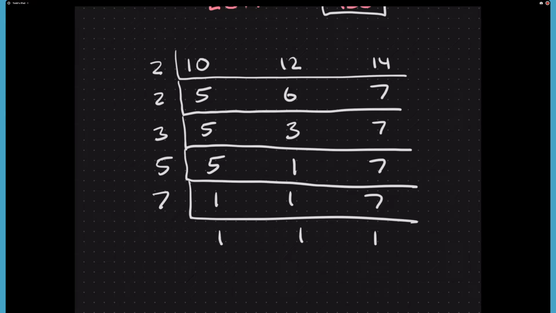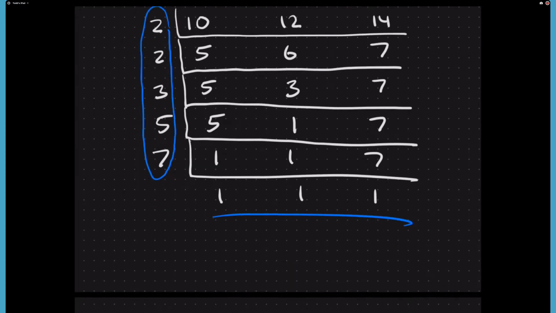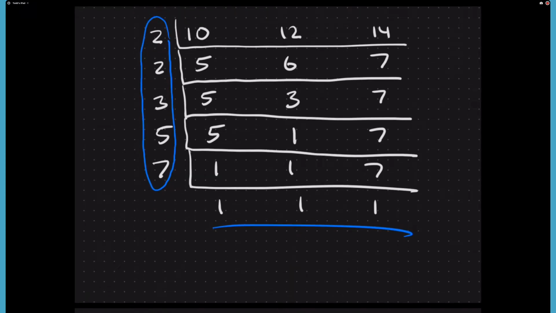and I bring those 1s down. And once I have 3 1s on the bottom, basically our lowest common multiple is going to be the product of the numbers on our left hand side, which is going to be 2 times 2 times 3 times 5 times 7, which equals 420.